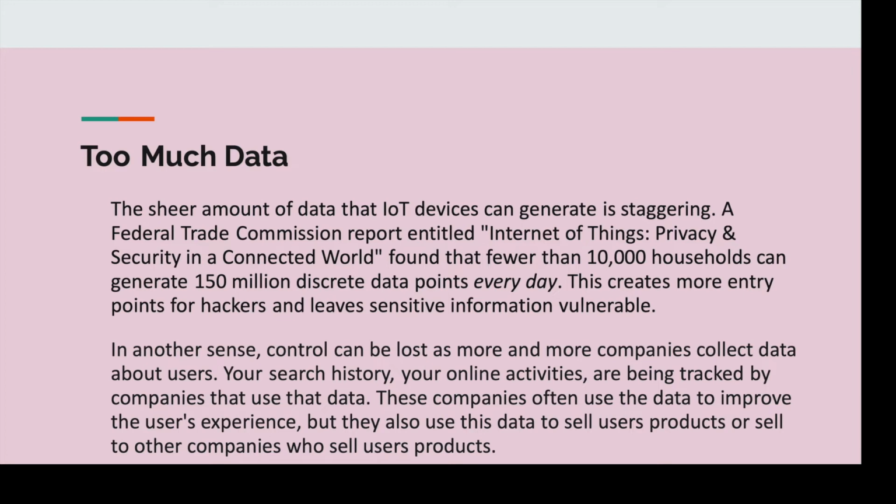In another sense, control can be lost as more and more companies collect data about users. This data often paints a detailed picture of individual users through the collection of activities online. Everything you search, all of your activities online are being tracked by companies that use that data. These companies often use the data to improve the user's experience, but they also use the data to sell users products or sell to other companies who sell users products. So basically, they're getting your information and using it to sell you more products, if that makes sense, which is crazy.